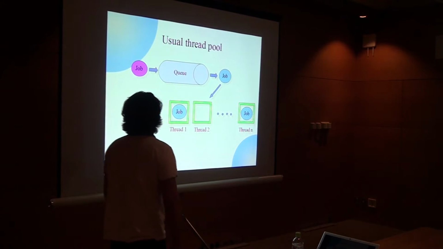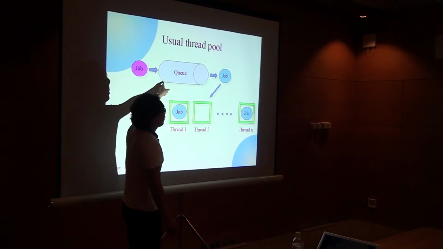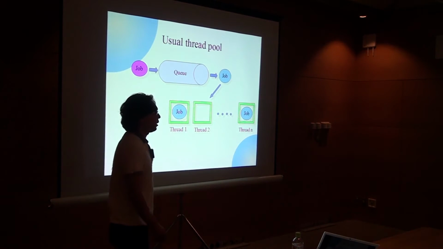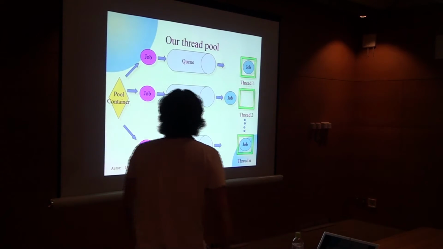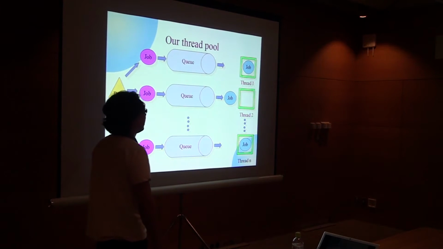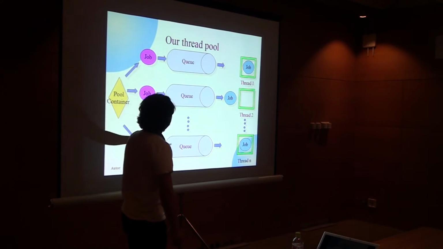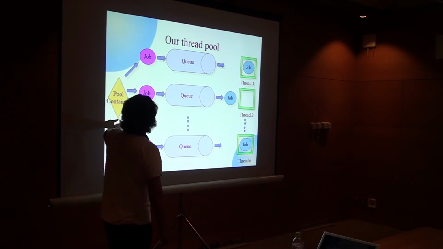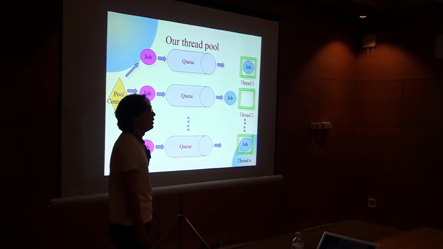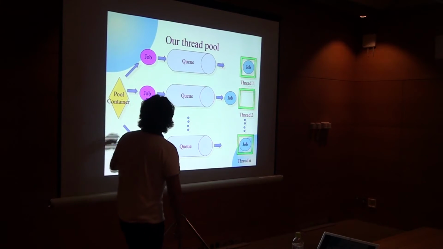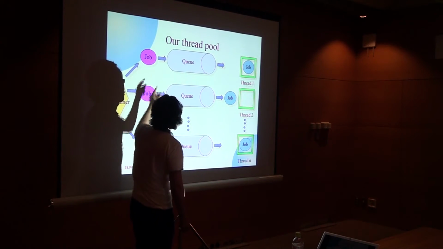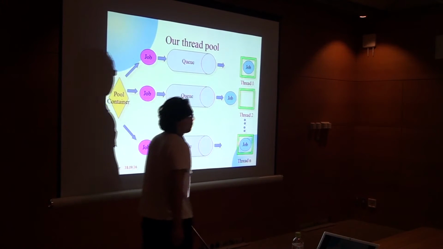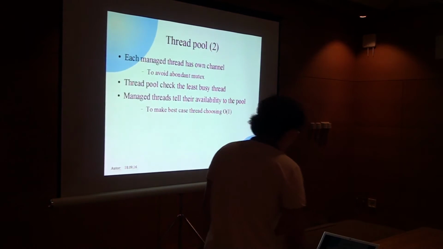This is the usual thread pool. Usually there is only one queue, which could be a shared queue. Then a job comes in, and one of the available threads takes that job and executes it. But our thread pool is actually a little bit different. Each thread has its own channel for these jobs. The thread pool container checks which queue has the fewest tasks, finds it, and pushes the job into that queue. And if the thread is available, then this thread takes the job from there. Why?